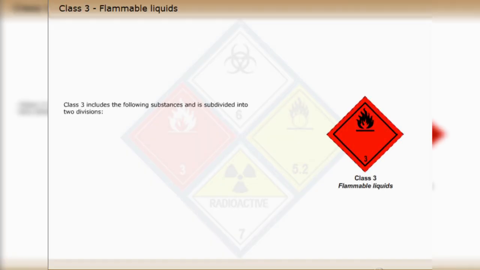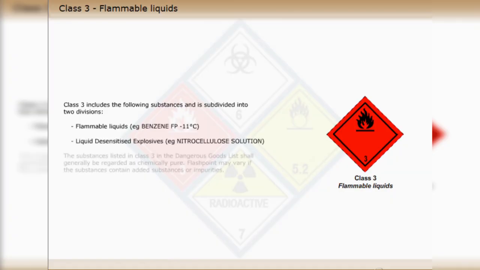Class 3 includes the following substances and is subdivided into two divisions: flammable liquids, such as benzene, with a flash point of -11 degrees Celsius, and liquid desensitized explosives, such as nitrocellulose solution. The substances listed in Class 3 in the dangerous goods list shall generally be regarded as chemically pure. Flashpoint may vary if the substances contain added substances or impurities.